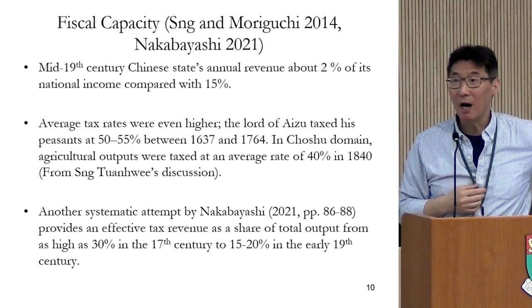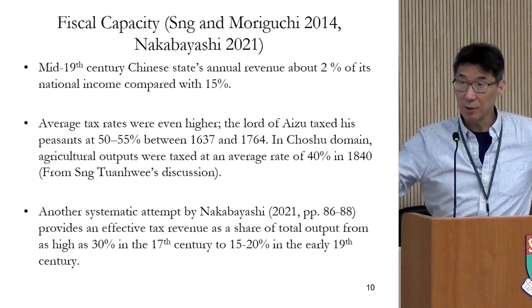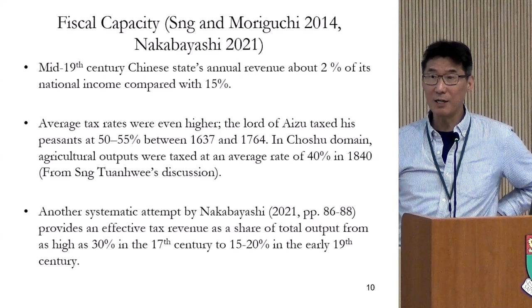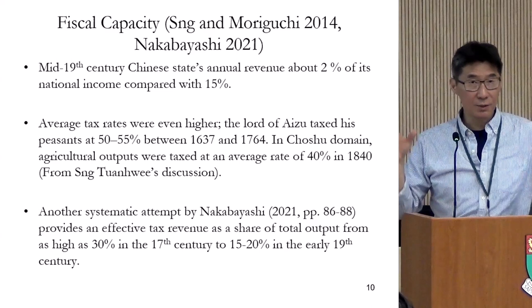They got 200 million silver tael, and that's when they moved onto the gold standard. That really helped, to some degree, to solve the fiscal problem. The tax rates for Tokugawa were so high that it was implausible. It's higher than Meiji, about the same level as 19th century Britain, which is considered the first modern fiscal state, right?